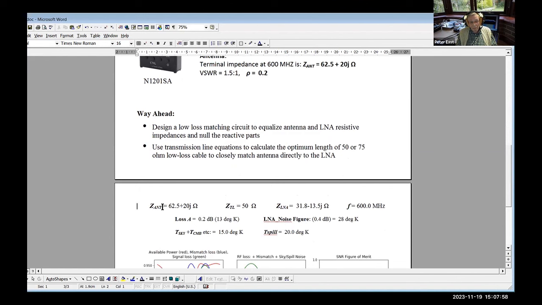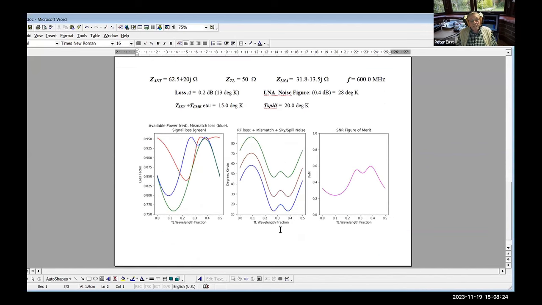And these are my basic figures. The loss I have is 0.2 of a dB, which results in 13 degrees K. The low noise amplifier, Mini-Circuits, is 0.4 of a dB, giving 28 degrees. The sky and cosmic microwave background I've assumed is 15 degrees, and spillover of 20 degrees. And this is the result of my Python program. And basically at the bottom, we've got the transmission line length. And I'll describe what these are. But in all of these three cases, it's the transmission line wavelength.